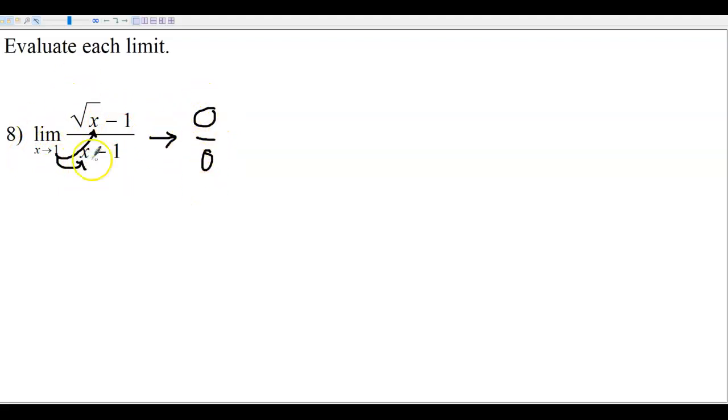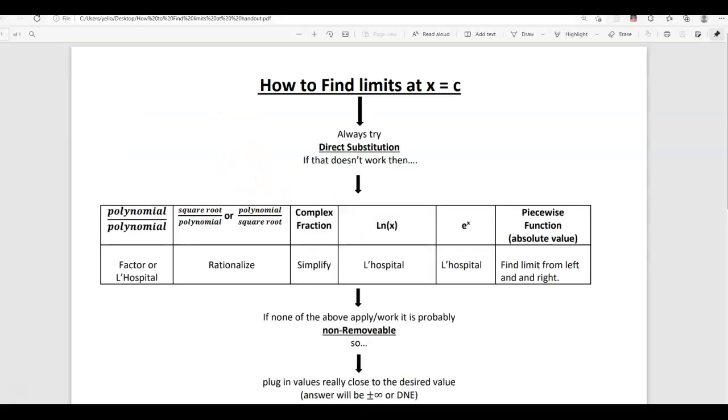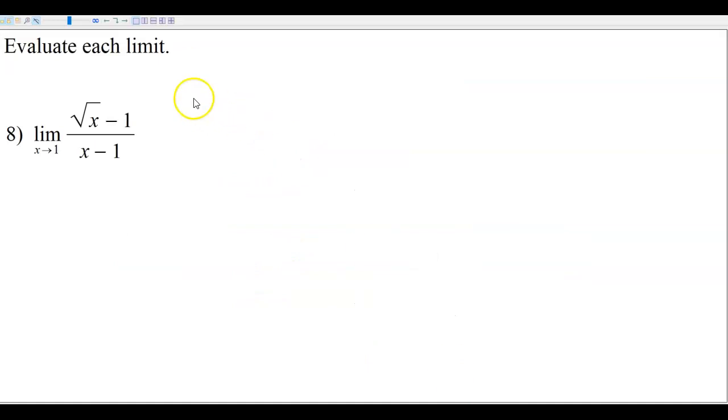Now, you could technically apply L'Hopital to this. Whether or not it would work out, I'm not sure. I've tried it with square roots before, and a lot of times it just kind of keeps repeating and it never really simplifies. So when it comes to these square root ones, I'm recommending a different strategy. Rationalization. So what does that mean? It's been a little while since we've seen it, so I'll show you.